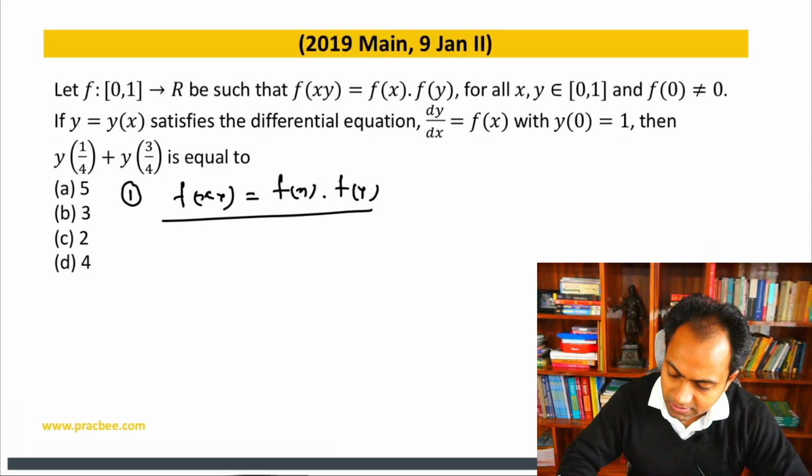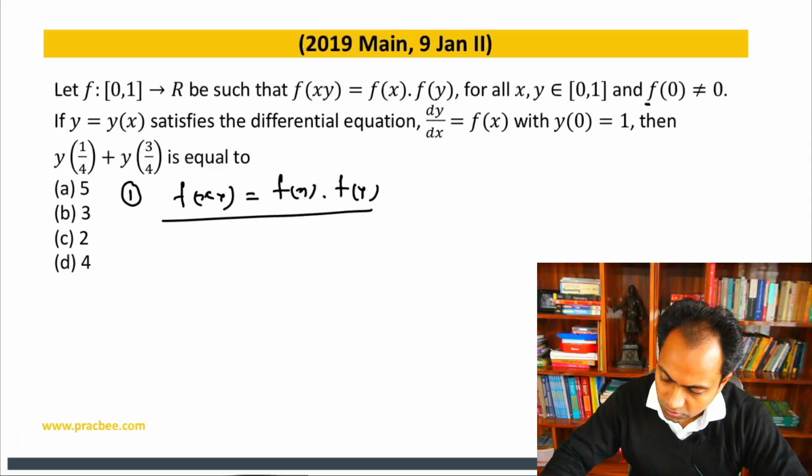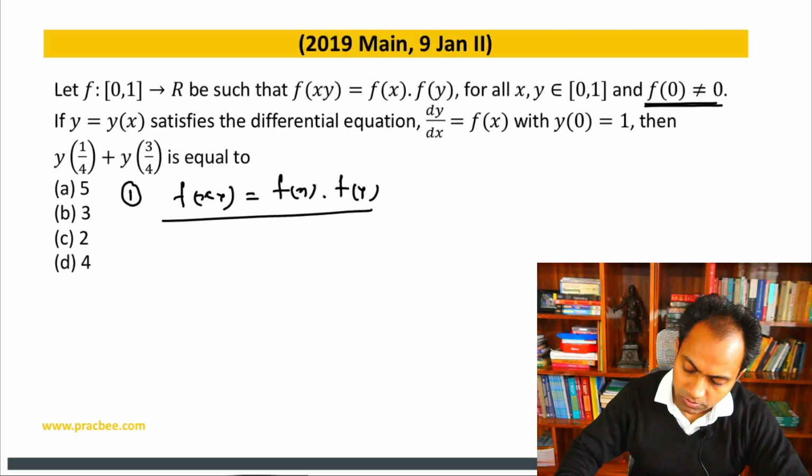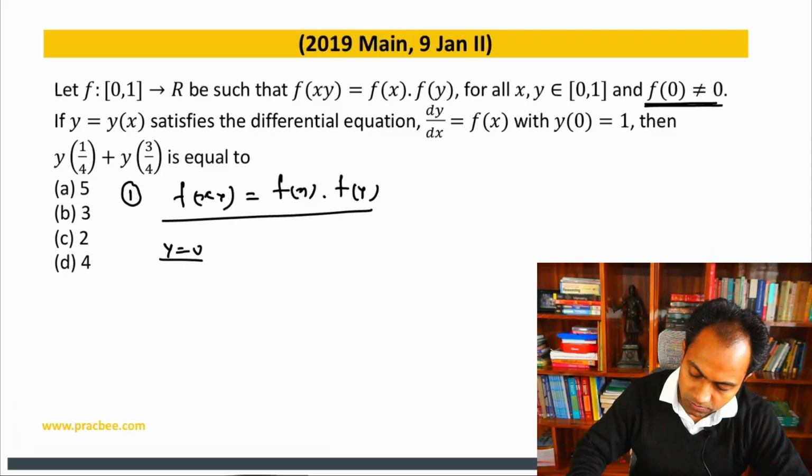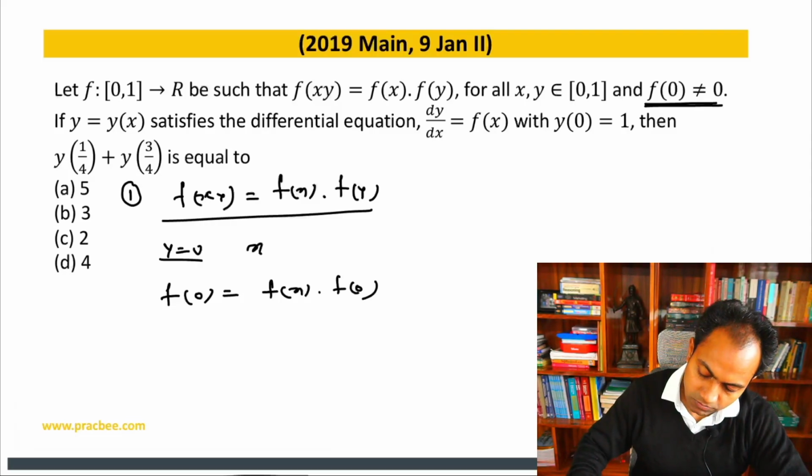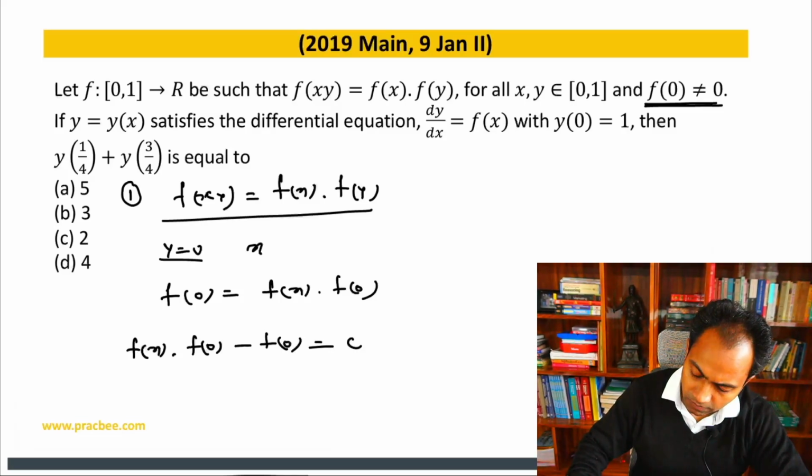So now what they are saying is f of 0 is not equal to 0. So if I put the value of y as 0 and the value of x is x, we can keep the x's. Then what will happen? This will become 0. This will remain x and this will become 0. If I factorize this, f of x into f of 0 minus f of 0 will be equal to 0. So f of x minus 1 into f of 0 will be equal to 0.